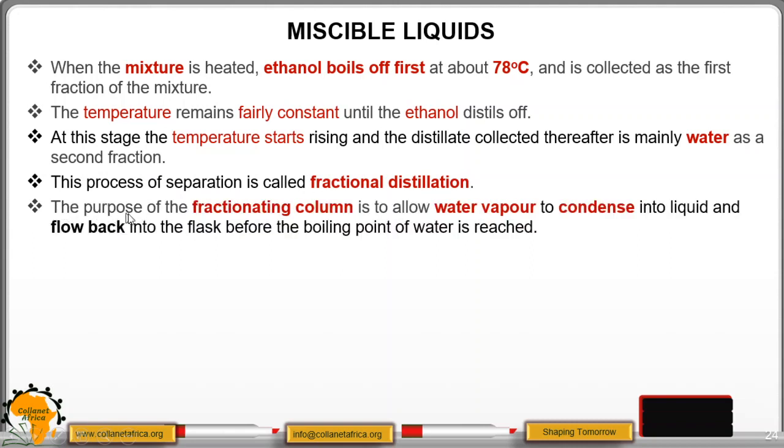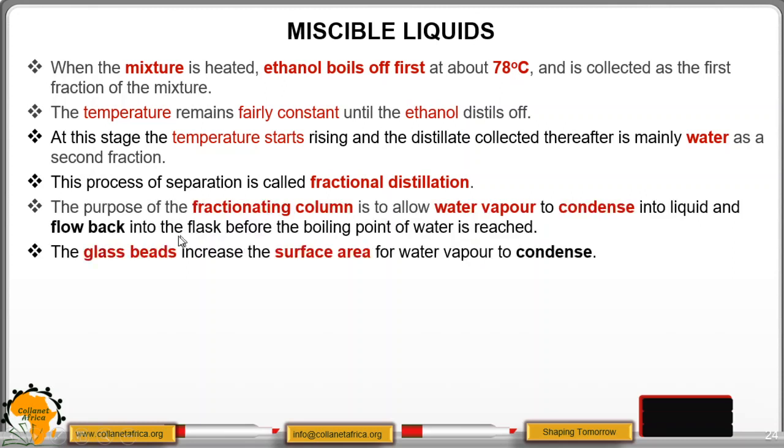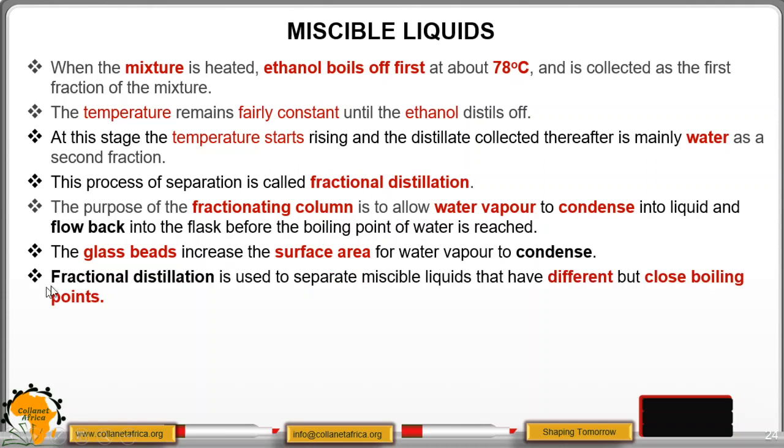The purpose of the fractionating column is to allow water vapor to condense into liquid and flow back into the round bottomed flask before the boiling point of water is reached. So that's the function of the fractionating column, the one with the beads. The glass beads increase the surface area for water vapor to condense. Fractional distillation is used to separate miscible liquids that have different but close boiling points.